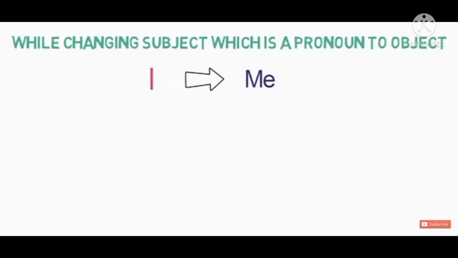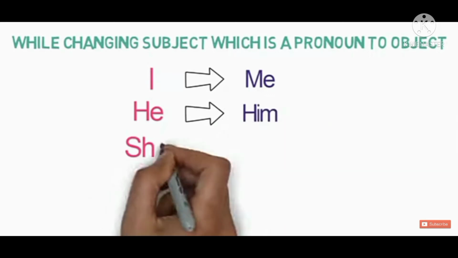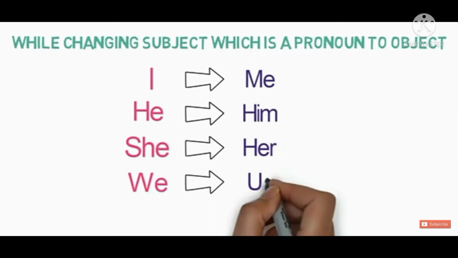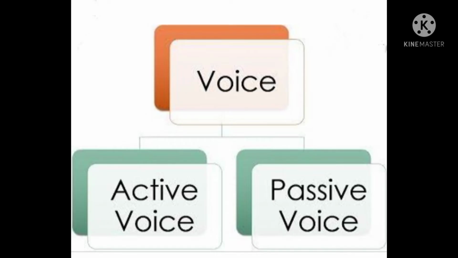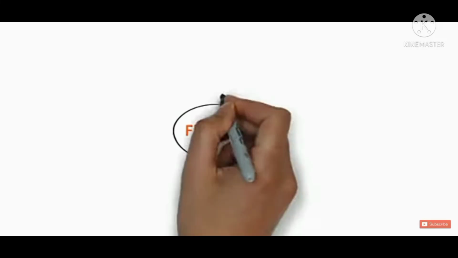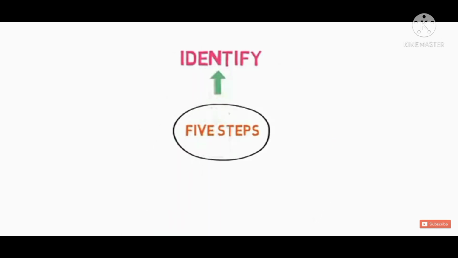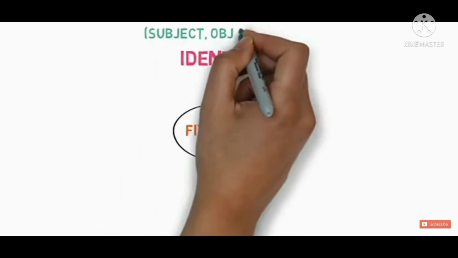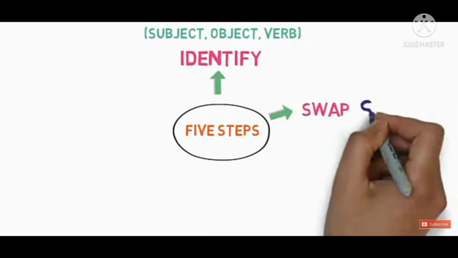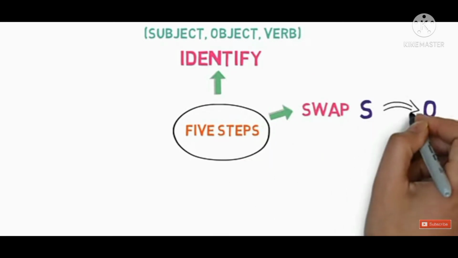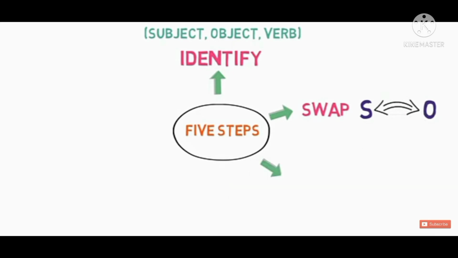While changing subject, which is a pronoun, to object, these are the changes that will happen. One more thing you have to remember while converting the active voice into passive voice. There are 5 steps. The 5 steps are: first one, identify which is the subject, object and verb. Second one, swap. Swap means you have to change the subject to object and object to subject.